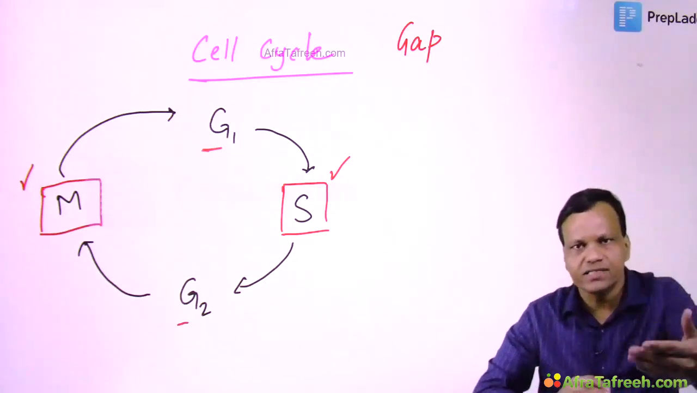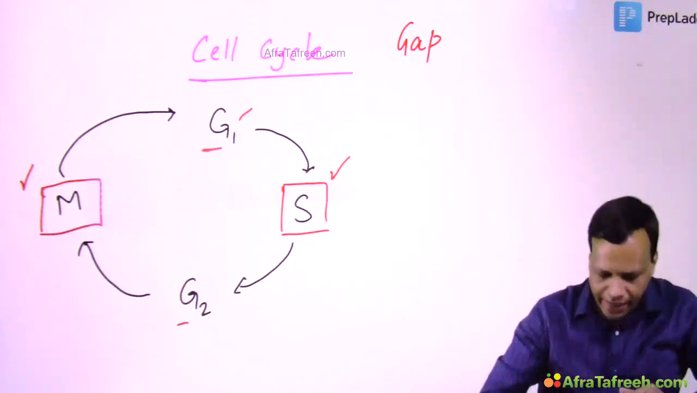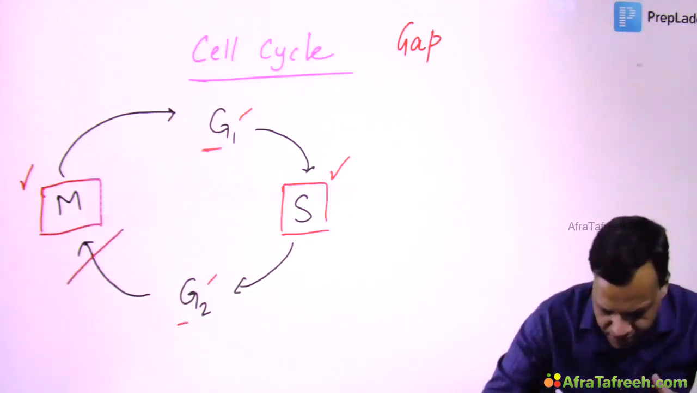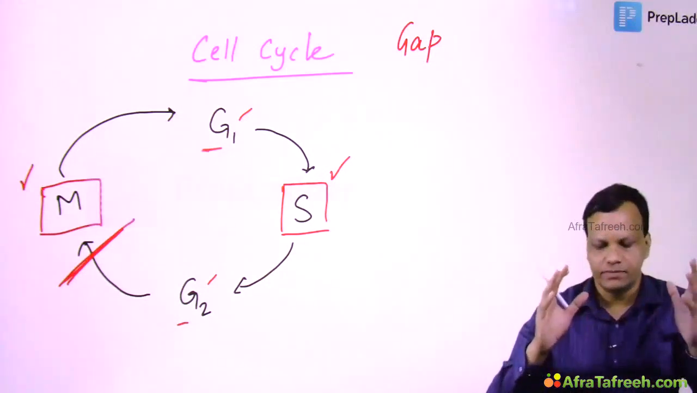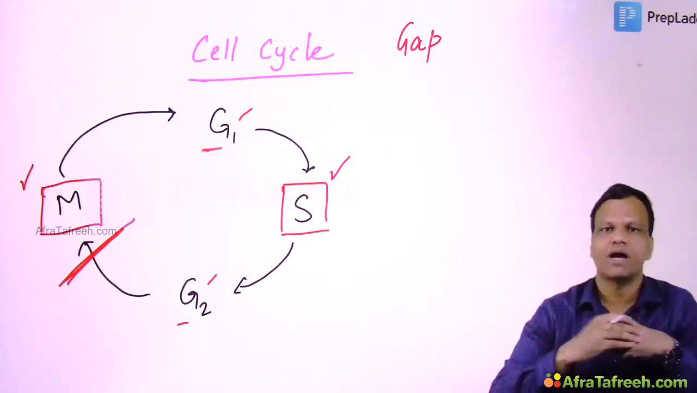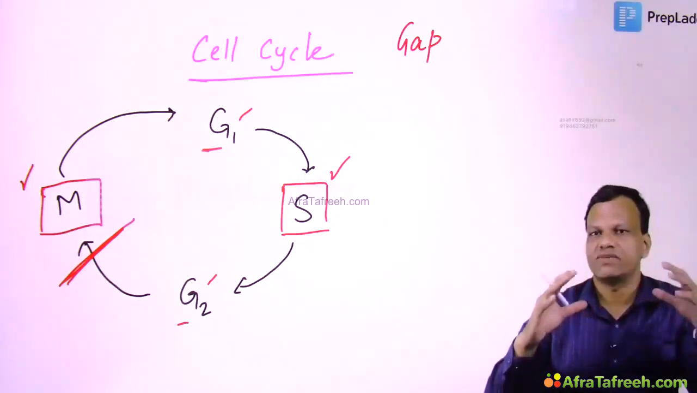So other organelles are getting doubled. In gap 1 some organelles get double, and in gap 2 the rest of the organelles get double, so that by the end of G2 phase everything is double. In S phase DNA has become double, the rest of the organelles have become double in G1 and G2. So at the end of G2 phase the cell is ready for division, everything is double.